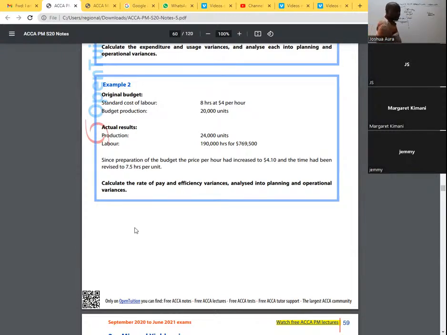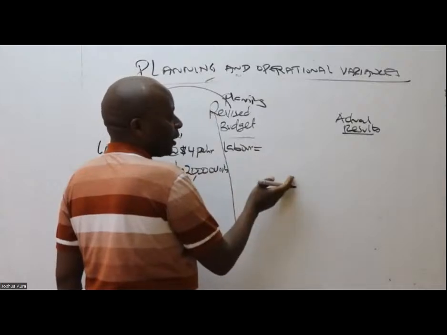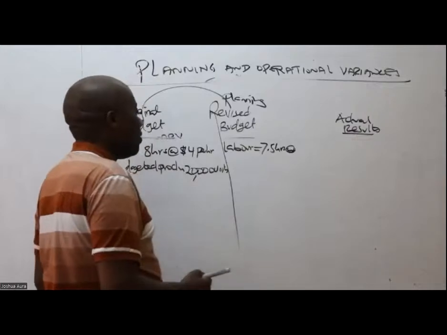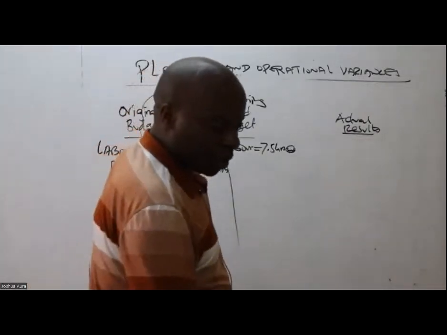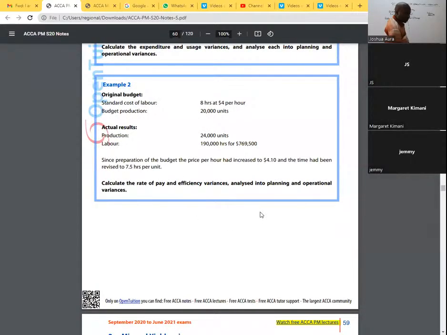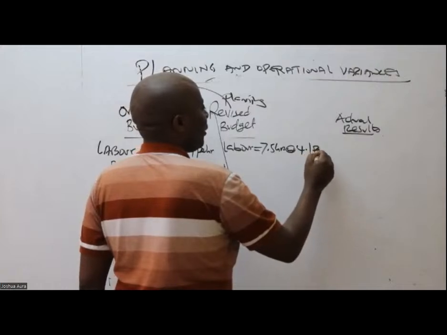The revised, what are they telling me down here? Since preparation of the budget, the price per hour had increased to 4.1 and the time had been revised to 7.5. So remember, anytime you want to get labor, you always take hours times rate. The hours are 7.5 hours, and the price is new: the price is 4.1 per hour.